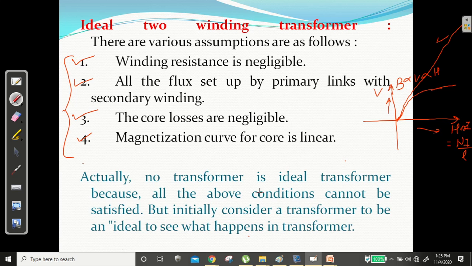Actually no transformer is ideal because all the above conditions will not be satisfied. Clear? But we will assume an ideal transformer to see what is happening in a transformer, and then we will go towards the actual transformer.